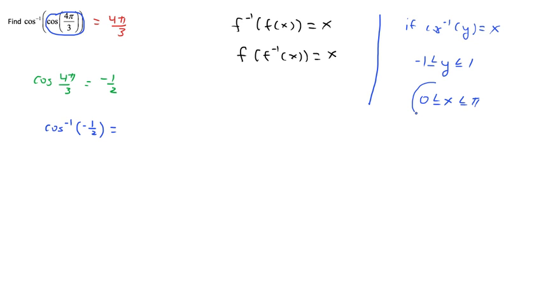This is the key. For cosine inverse, the angle must be in quadrant 1 if the number is positive, or it must be in quadrant 2 if the y value or the length is negative. So I'm not going to give 4 pi over 3 as the answer. I know that in quadrant 2, cosine of 2 pi over 3 is equal to -1/2. So what does that mean? It means that for this question, the answer is not 4 pi over 3. The answer is 2 pi over 3.